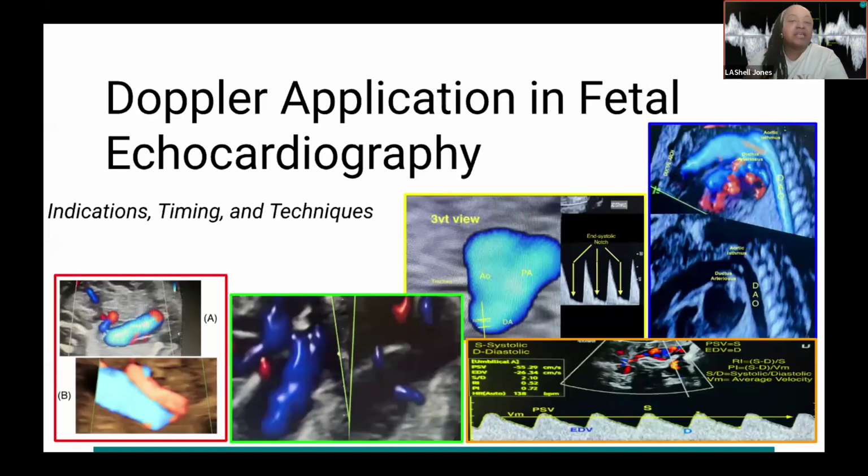So this evening, I'll be talking about Doppler application in our fetal heart screenings. We'll go over some indications, timing, and most importantly, we'll go over techniques.